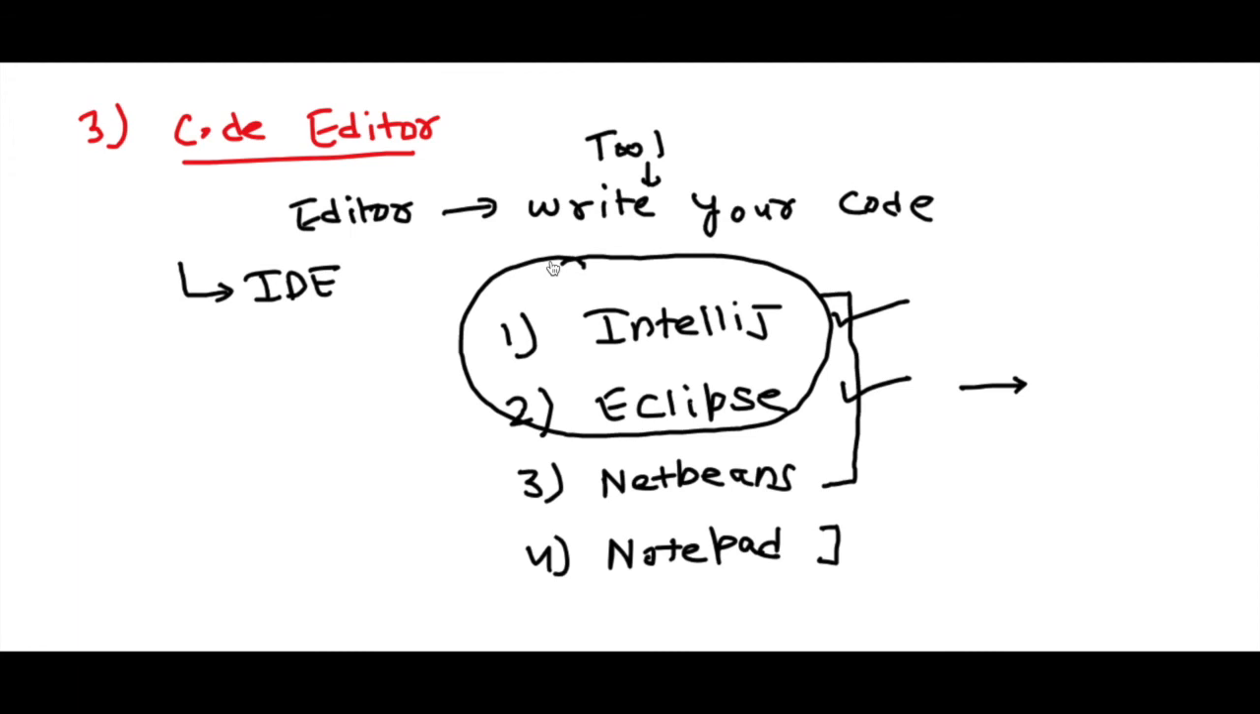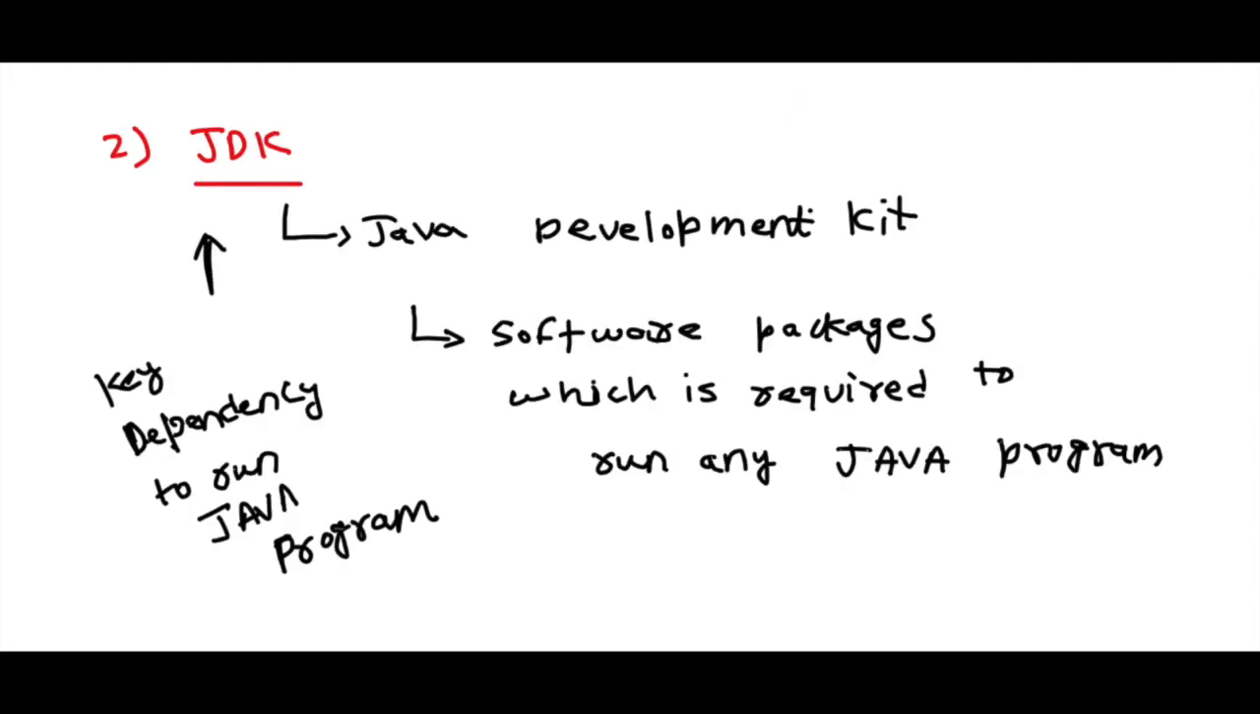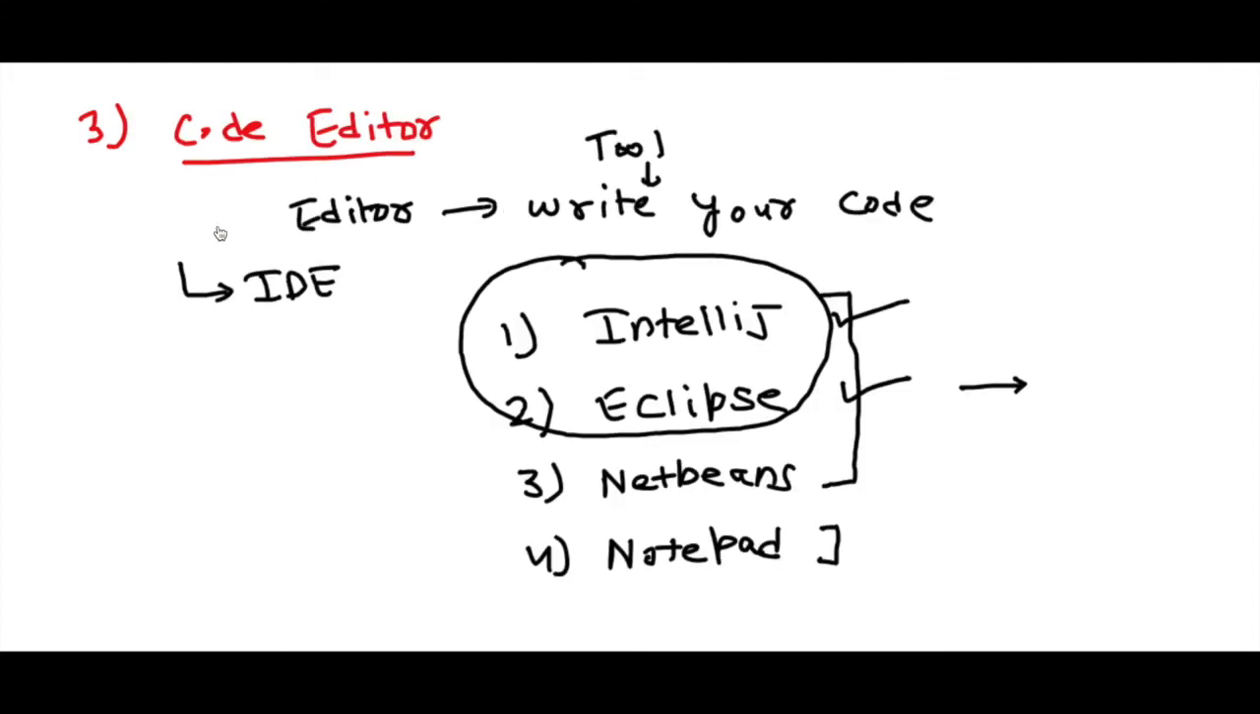So that's it. These are the tools that I wanted to cover, and these are the only tools which you will need to run your Java program. We started with the operating system, that you would need an operating system to run your Java program. Then on that operating system you would need JDK, which is a set of pre-built packages required to run any Java program. And in order to run a Java program you need to develop some program, right? So in order to develop a program you need to write the code, and you will write the code on a code editor, which could be any of these tools being shown on the screen. That's it about this video.